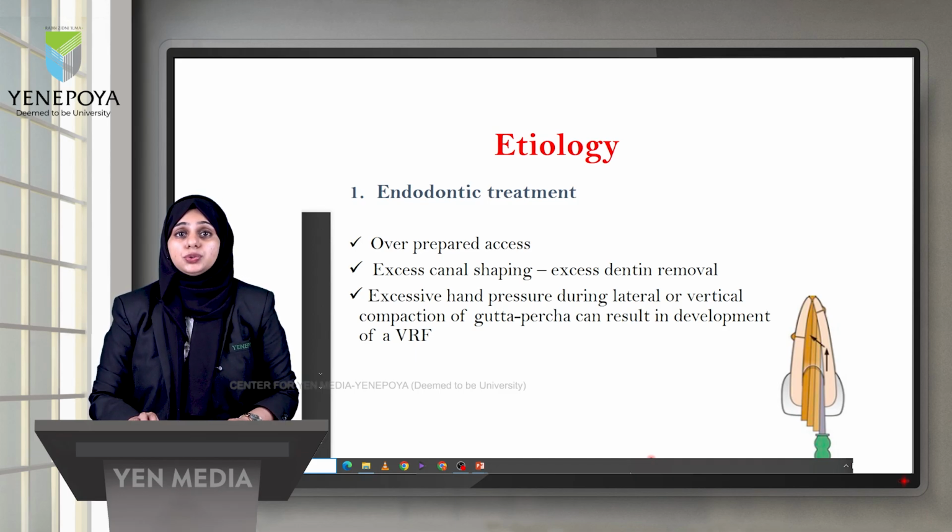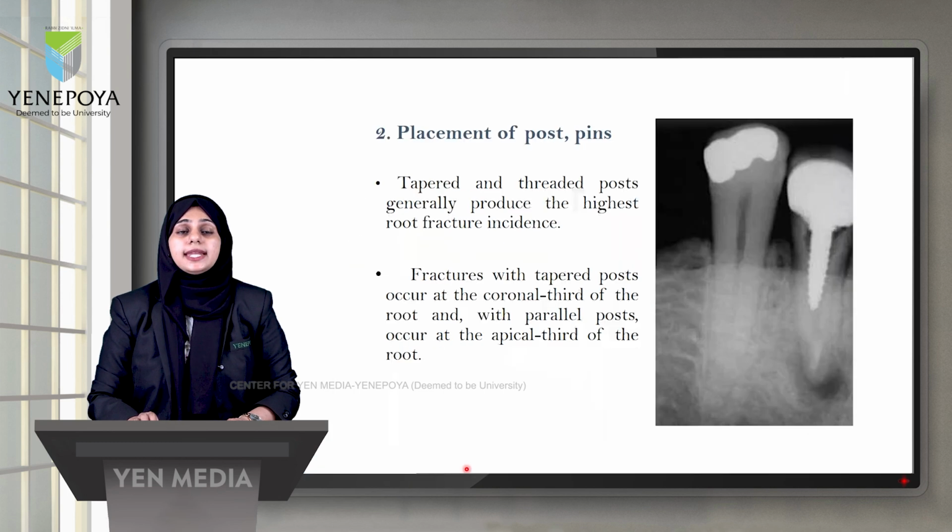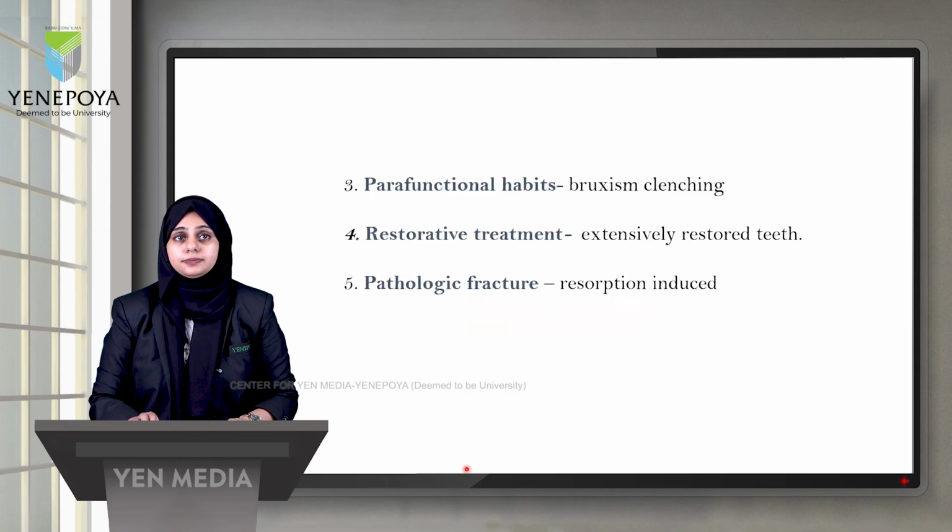Excess hand pressure during lateral or vertical compaction of gutta percha during obturation can result in the development of vertical root fractures. Next comes the placement of posts or pins, weakening of the tooth structure that occurs during the post space preparations. Tapered and threaded posts generally produce the highest root fracture incidence. The fracture with a tapered post occurs at the coronal third, whereas with a parallel post, the fracture is seen at the apical third of the root.